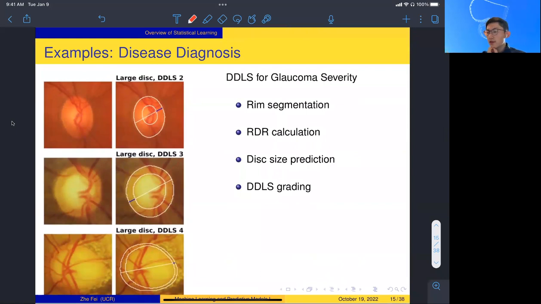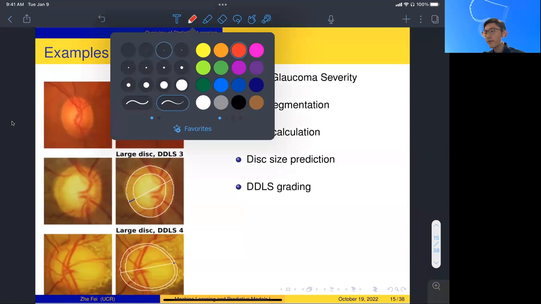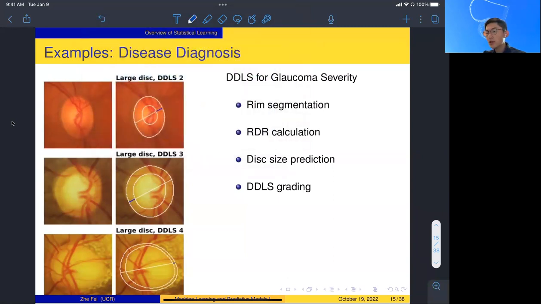So here's the illustration of what our method does. On the left hand side, the left three panels are three examples of the raw optic disc image, and on the right hand side is what our algorithm produces at the end. So essentially, it achieves several things here. The first thing is that it's actually an image segmentation task. So we want to identify the two circles. This outside circle is the so-called optic disc. So that's the disc. We want the machine to learn.